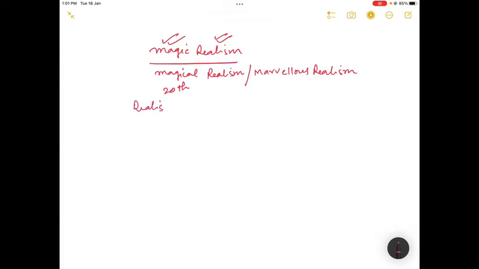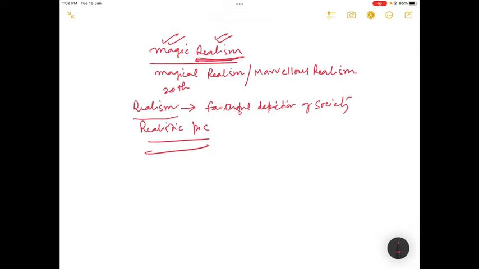Realism, or the realistic novels, or realism in literature, the purpose of realism is to give a faithful depiction of society. Now, as a literary fiction style, magic realism paints a realistic picture of the modern world. I think I have covered this word, realism. Then, how does magic realism paint a realistic view of the modern world? By adding magical elements.